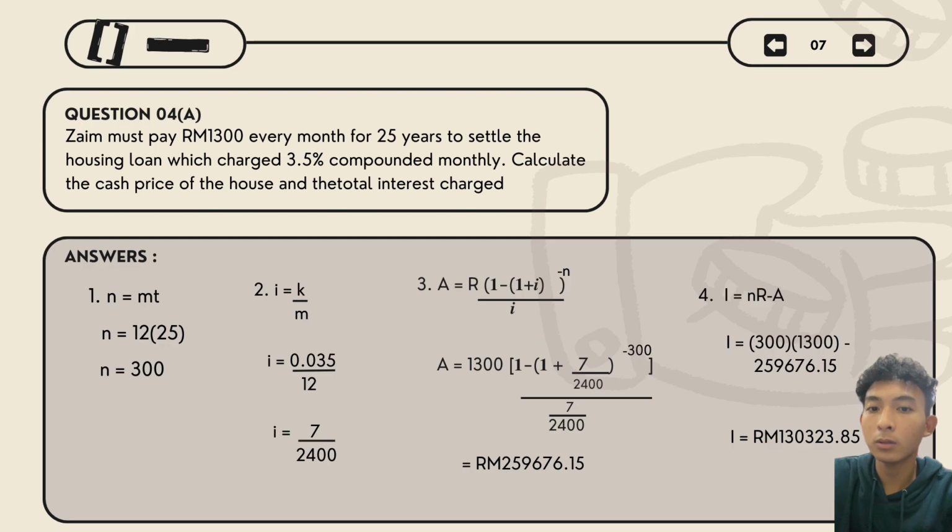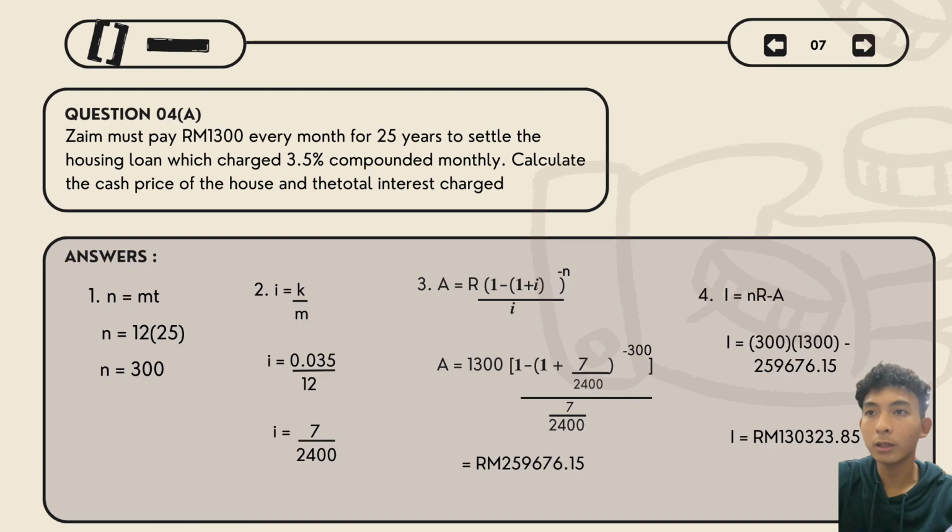So the first step to answer this question is we must find the N first. So we can use the formula N equals MT. M is 12 and T is 25. So the answer is 300. So the second step, we must find i. We can use the formula i equals K over M. K is 0.035 and M is 12. So the answer is i equals 7 over 2400.